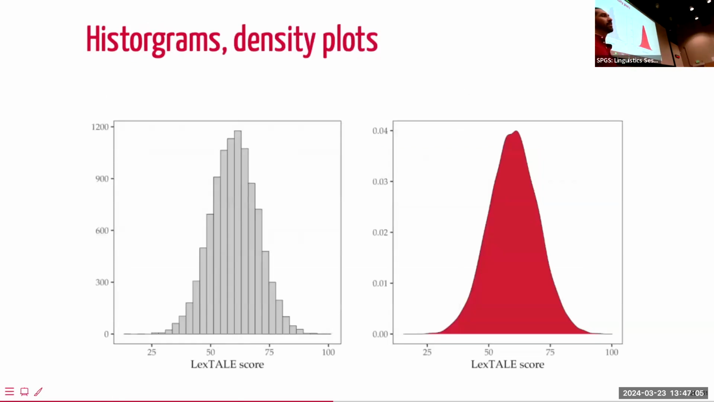Histograms and density plots. I love these. These are my favorites because you can see more or less where a mean, median, or mode might be, and you also see uncertainty in a measure of spread. The way that these work, if you don't know, is basically you just count things, right?